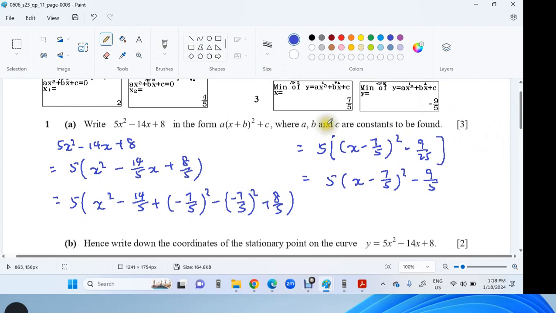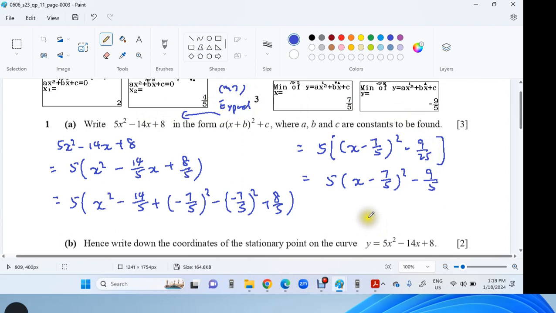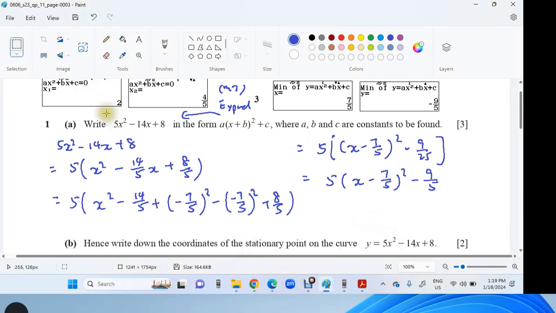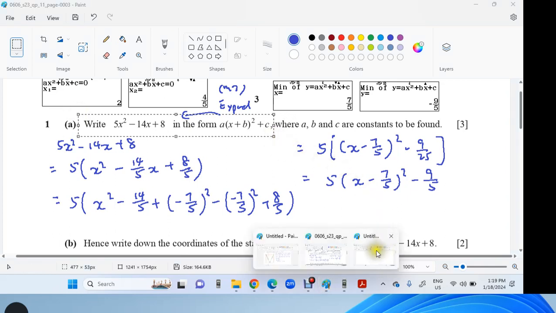Okay, the other method is to expand this one. So you expand this one and then get this answer. We have a times x plus b squared plus c. So we need to write this. Okay, so I use method number 2.